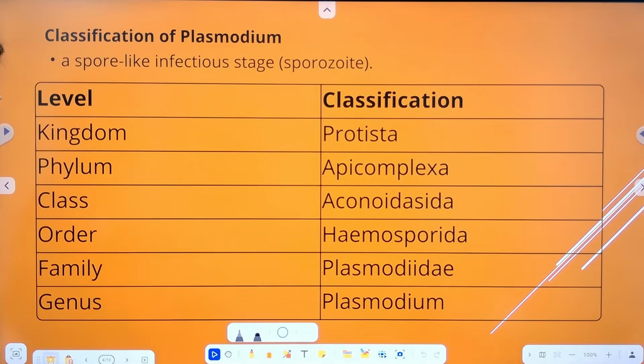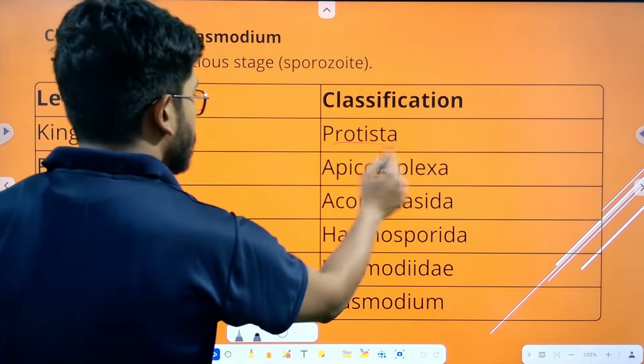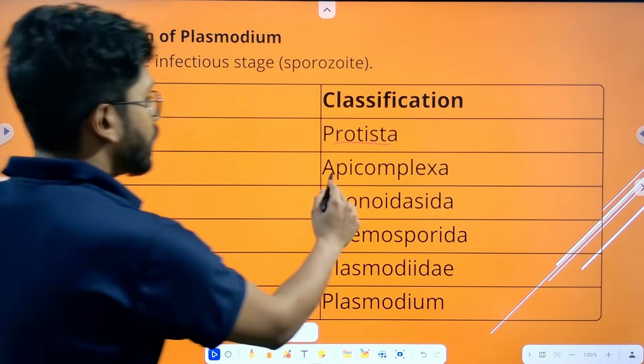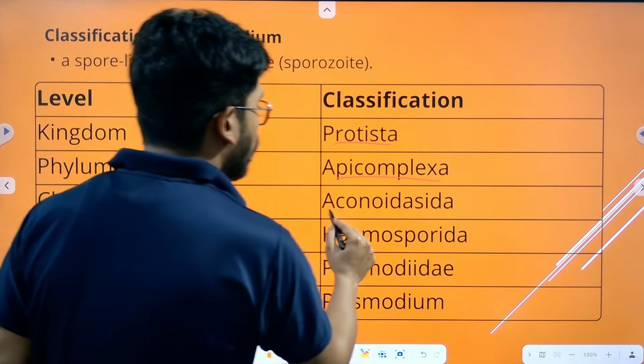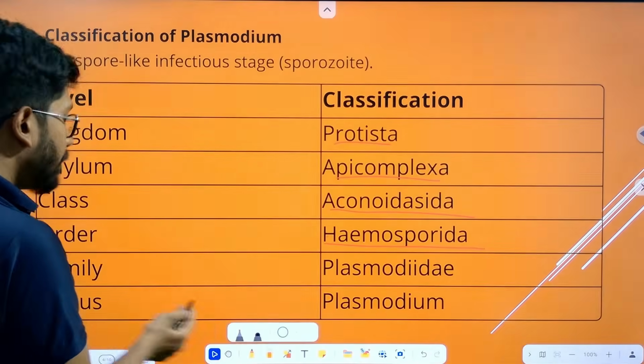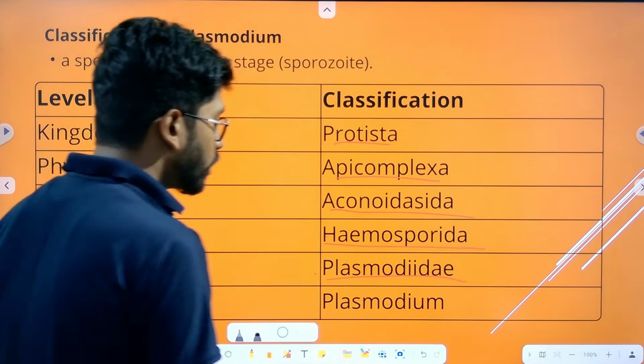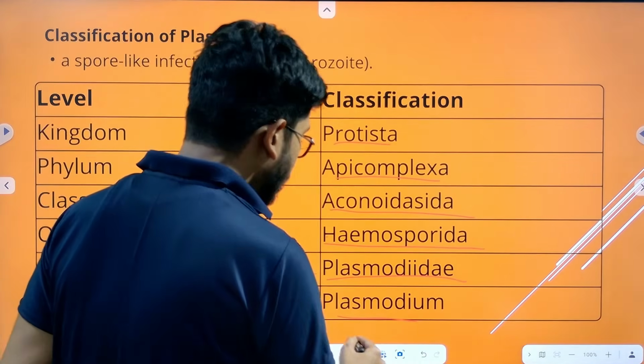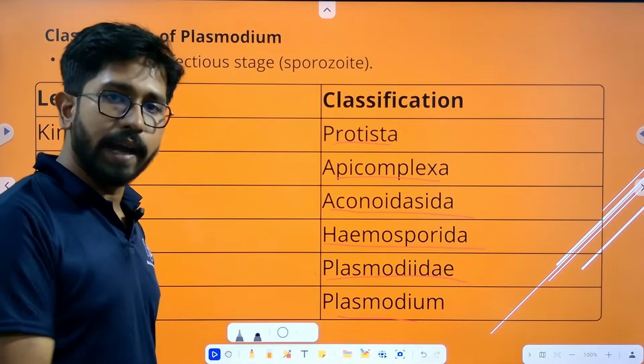Now let's see the species category of Plasmodium. Plasmodium is a protista which comes under the phylum Apicomplexa, class Aconoidasida, then order Haemosporida, family Plasmodiidae, and genus Plasmodium. And under this we get Vivax, Falciparum, Malariae, and Ovale.